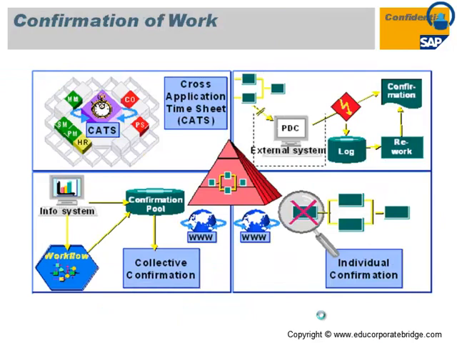This is a confirmation of work, which includes your confirmation of the timesheet, that is CATS, which is again the HR and PS integration. So you can manage your resources timesheet through the CATS, through the project or through the WBS. Then the confirmation of your work, the collective confirmation can be possible or an individual confirmation of the activity.